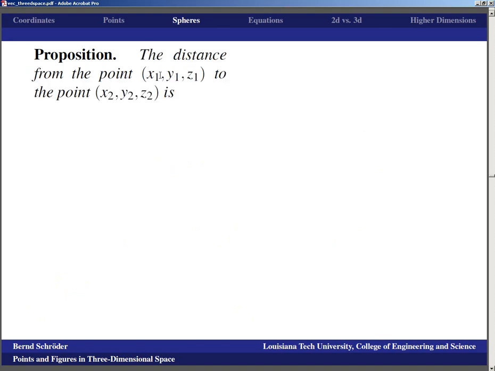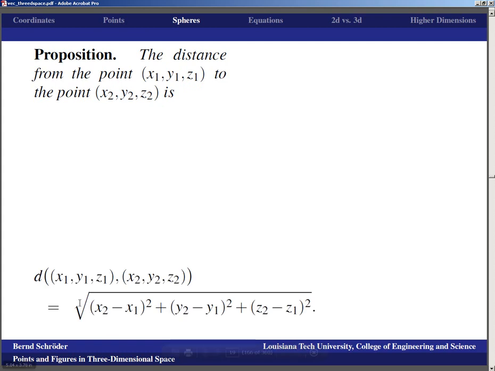So, proposition: in order to determine what a sphere is, we first need a distance formula, and here's where we're also going to have a proof that is going to be another exercise in visualization and digging things out from single variable calculus. If I'm interested in the distance from the point x1, y1, z1 to the point x2, y2, z2, that is given by the distance formula, and that distance is the square root of x2 minus x1 squared plus y2 minus y1 squared plus z2 minus z1 squared.